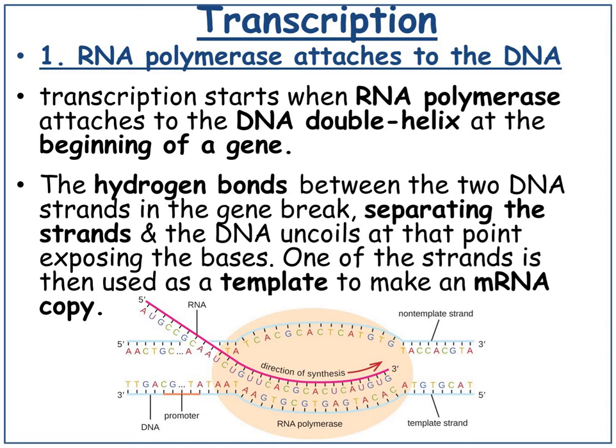So the first one is that RNA polymerase attaches to the DNA. Transcription starts when RNA polymerase attaches to the DNA double helix at the beginning of a gene. The hydrogen bonds between the 2 DNA strands in the gene break, separating the strands, and the DNA uncoils at that point, exposing the bases. One of the strands is then used as a template to make an mRNA copy.